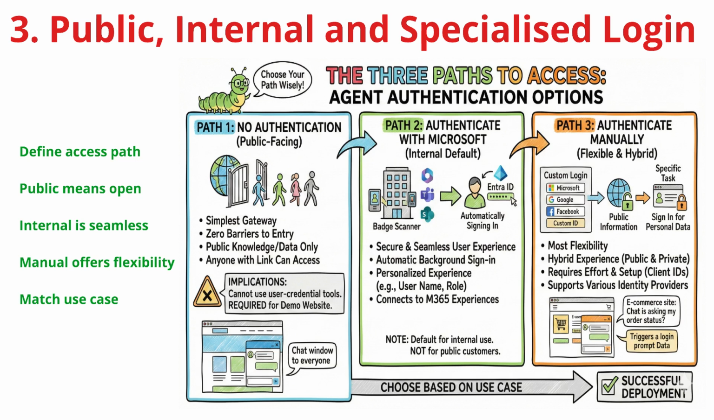Path 2 is the default for internal business use, Authenticate with Microsoft. It provides a secure, seamless experience within Microsoft 365 apps like Teams, automatically signing colleagues in to allow for personalized interactions. Path 3 is Authenticate manually. This is the most flexible option for hybrid scenarios outside the Microsoft environment. It allows public access for generic information, but triggers a specific login prompt, supporting various providers like Google or Facebook whenever personal data, such as an order status, is needed. Ultimately, successful deployment rests on choosing the path that best matches your specific use case.